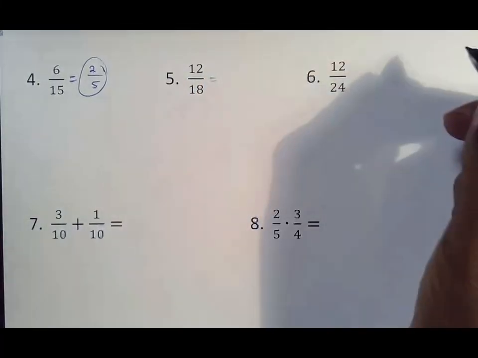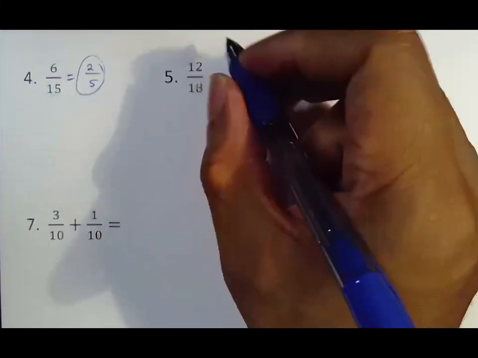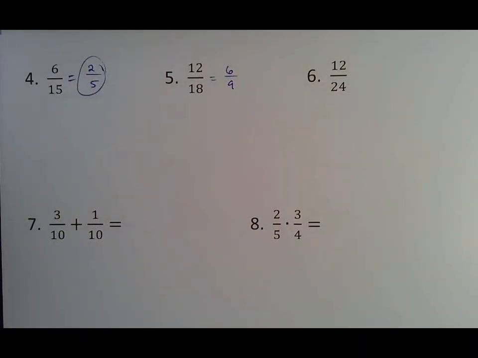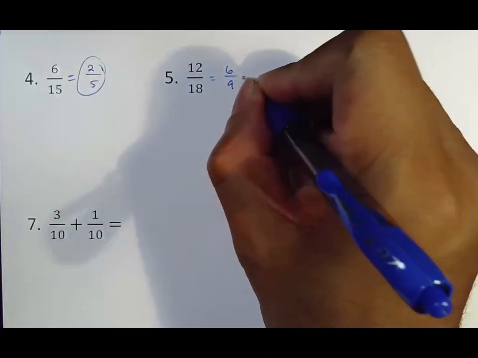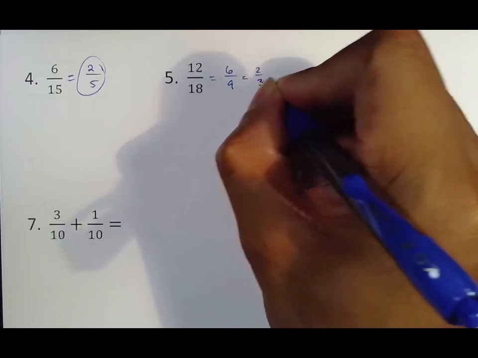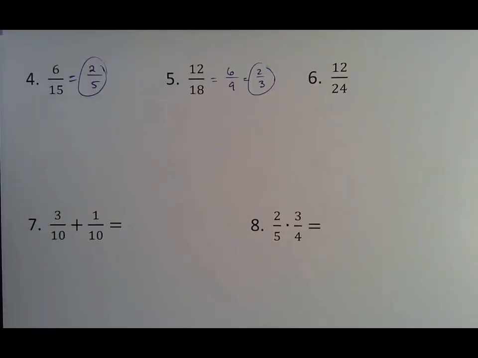12 over 18, once again, both even. Let's just look for the key hints. They're both even, so cut them in half. That'll be 6 over 9. Even though they're not 5s, check 3 real fast. I know 3 times 2 is 6, and 3 times 3 is 9, which means I can divide these both by 3. So 6 divided by 3 is 2, and 9 divided by 3 is 3. That should be 2 over 3.